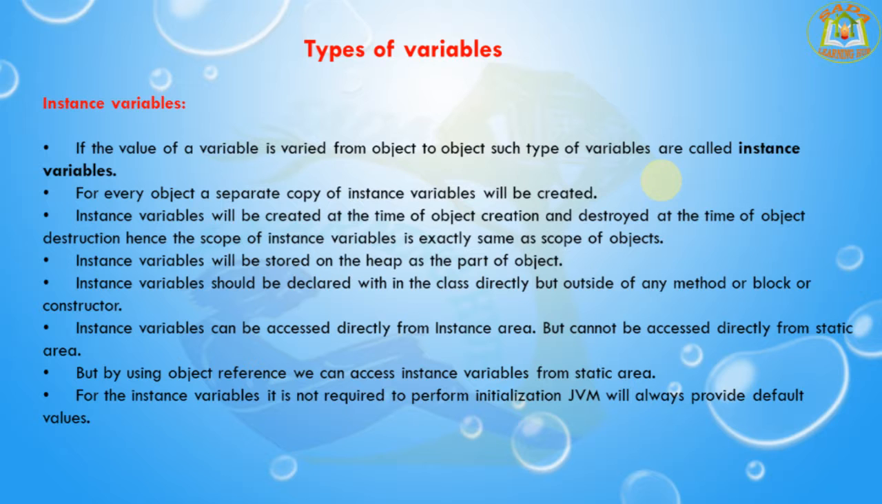Instance variables will be created at the time of object creation and destroyed at the time of object destruction. Hence, the scope of the instance variables is exactly same as scope of objects. Instance variables will be stored on the heap as the part of an object. Instance variables should be declared within the class directly, but outside of any method or a block or a constructor.